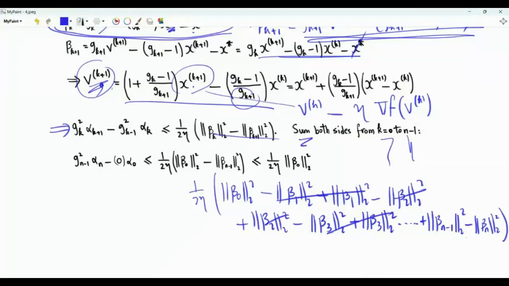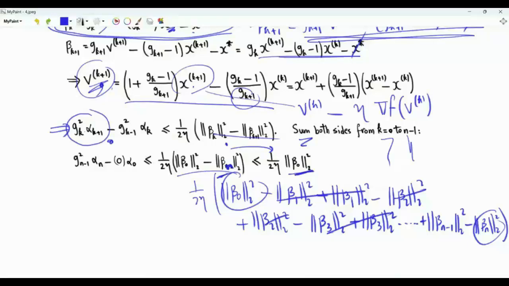All these terms cancel, and we have two survivors, the L2 norm squared of vector beta 0 and the L2 norm squared of vector beta n. The L2 norm squared is non-negative, and so we can do further upper bounding, just keeping the L2 norm squared of vector beta 0. Like what we did here, we can also do the same on the left-hand side. It is also a telescopic series. If we do the summation, there will be two survivors.